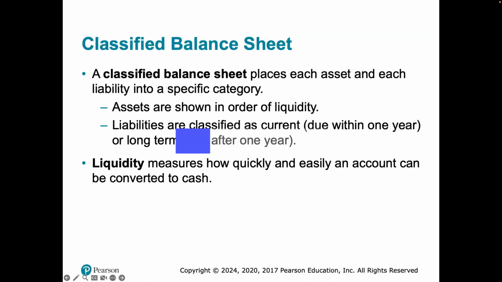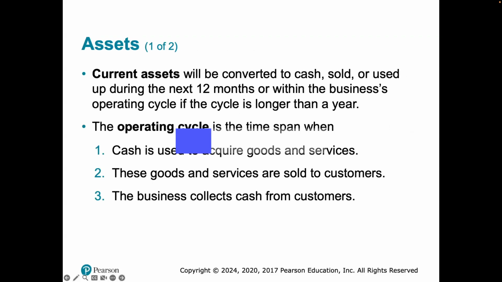Liabilities are classified as current, due within 1 year, or long-term, due after 1 year. Think about it, a current liability has to be due within a year. So there are times where long-term liabilities, and we'll talk about this later, turn into current liabilities because they're due within that year. Current assets would be converted into cash, sold, or used up during the next 12 months.